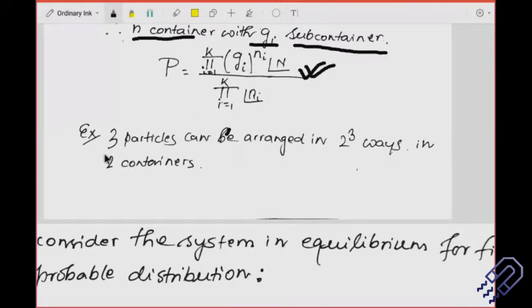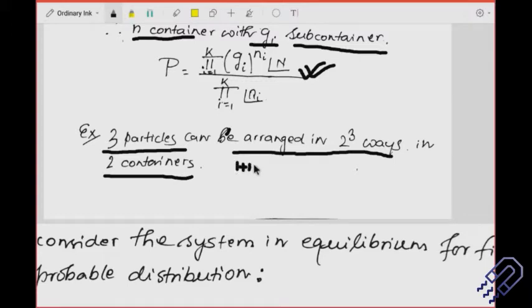What happens is, if you take an example, let's consider you have got 3 particles and it can be arranged in 2 to the power 3 ways in 2 containers, right? What does it mean? Let's say I have got 3 coins. How many ways can I get the arrangement? The possible arrangements are, I think this is something which you have already done: head, head, tail. This is one arrangement, and then you can have head, tail, head. This is one more arrangement. Then you can have tail, head, head, and in this way we can actually have 8 arrangements.